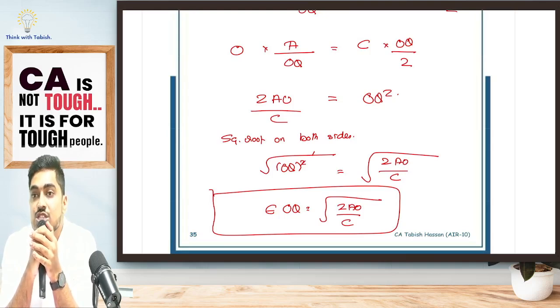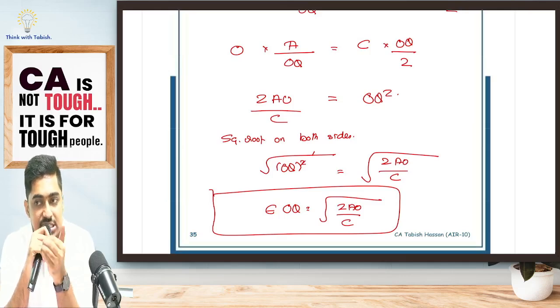EOQ is the square root of 2AO divided by C, where A is the annual demand of raw material, O is the ordering cost per order, C is the carrying cost per unit per annum. This was the discussion till now. Is this clear? Shall we go ahead?